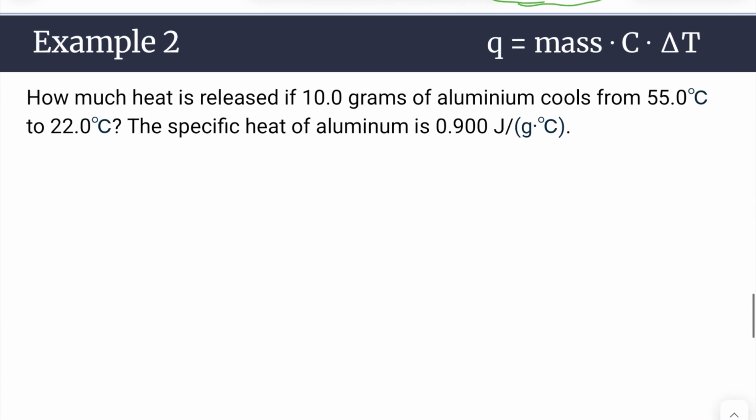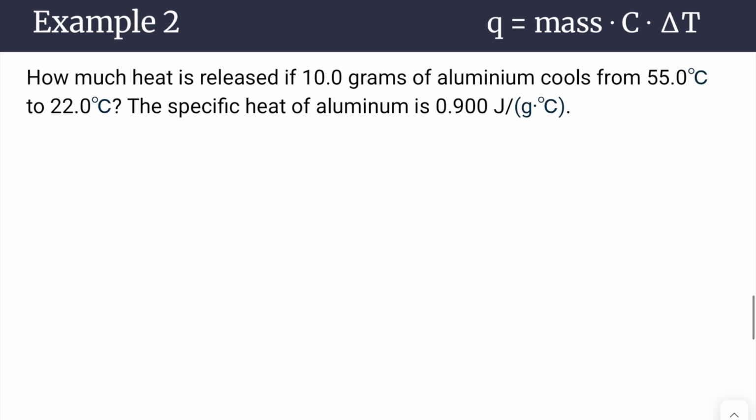All right. Number 2. How much heat is released if 10 grams of aluminum cools from 55 degrees Celsius to 22 degrees Celsius? The specific heat of aluminum is 0.900 joules per gram times degrees Celsius. And so as we're looking at this, what are the things we're given? Making sure we are organized, this is for aluminum, and so our C value is for that aluminum, that specific heat.